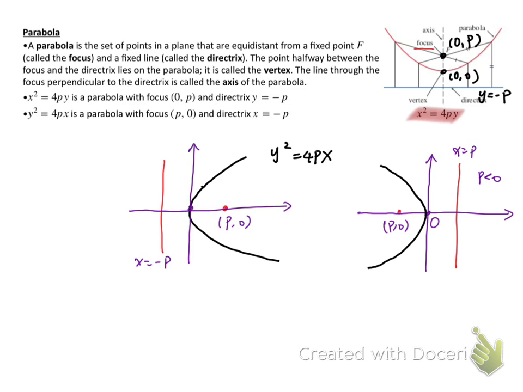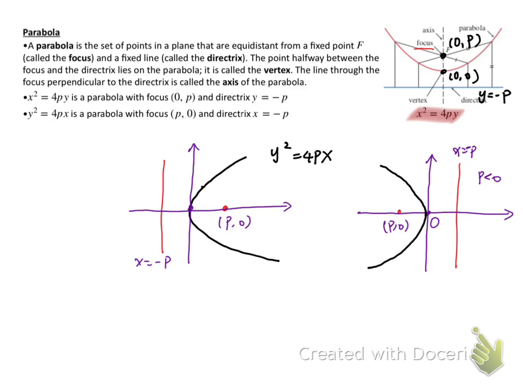Oh, sorry, x equals negative P. P is less than 0. Okay, so if you observe parabolas, in summary, a parabola is the set of points that have equal distance to the focus, which is a point, and the directrix, which is a fixed line.